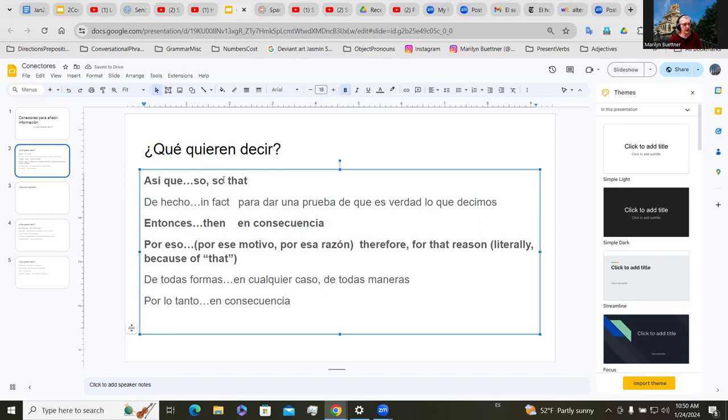So that, okay. And I'll put in the little example in your example box. Así que, de hecho, in fact, entonces, then, por eso, for that reason, therefore. Therefore is probably the most common translation, but por eso really means because of that. The por is because of, and the eso is a really general word. So it's talking about a situation. See?